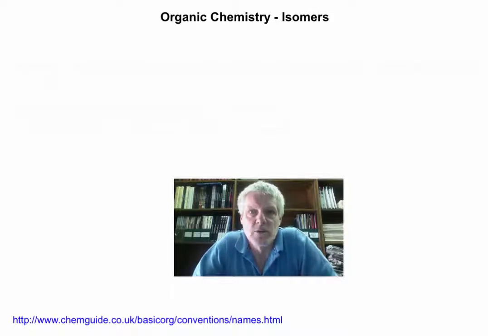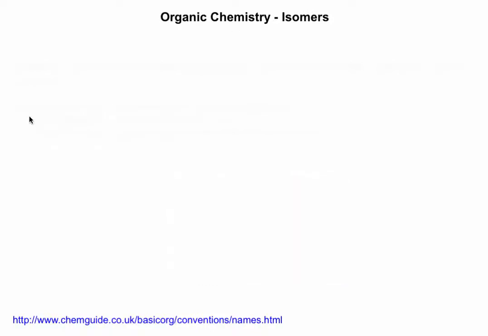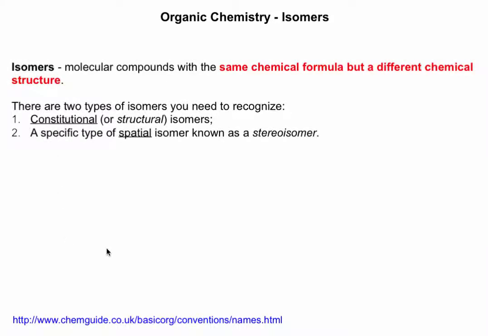In this video I'm going to go over something known as isomerism or isomers, and I did mention this in an earlier video as one of the definitions you should be aware of. So just to remind you of what an isomer is by definition, an isomer is a group of molecules or molecular compounds with the same chemical formula but different chemical structure.